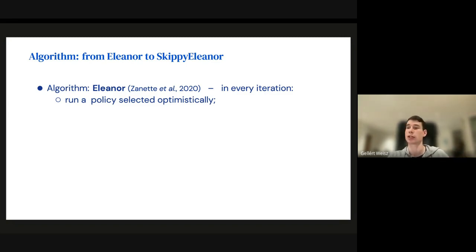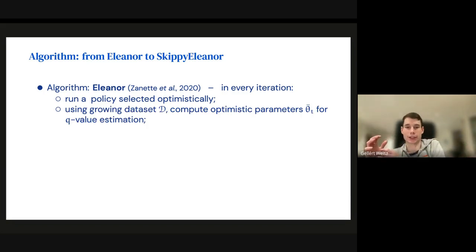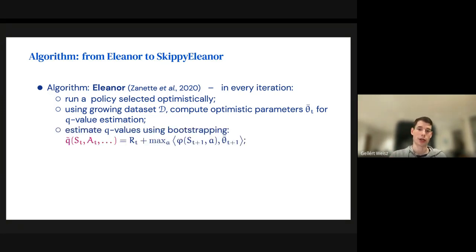So Eleanor works for linear MDPs. That's the property that we'll use today, and what it does is in every iteration, it runs a policy selected optimistically, and we'll talk about how it selects this policy optimistically. But it runs this and it collects more data, and so it adds all of the data it collected to this growing data set, capital D, and it will then compute optimistic parameters, which are these theta bars. And these parameters optimistically estimate Q values. So that's their point. And we do this stage by stage backwards by using bootstrapping.